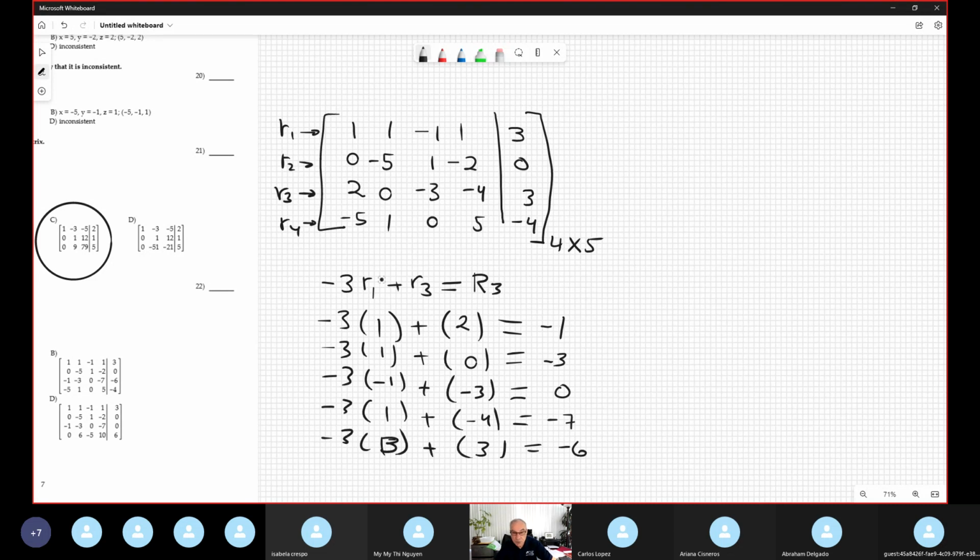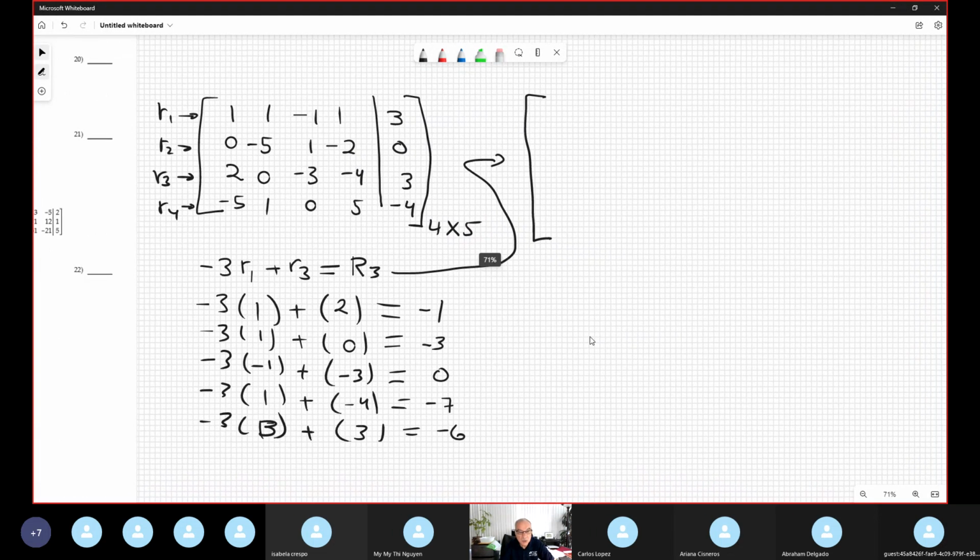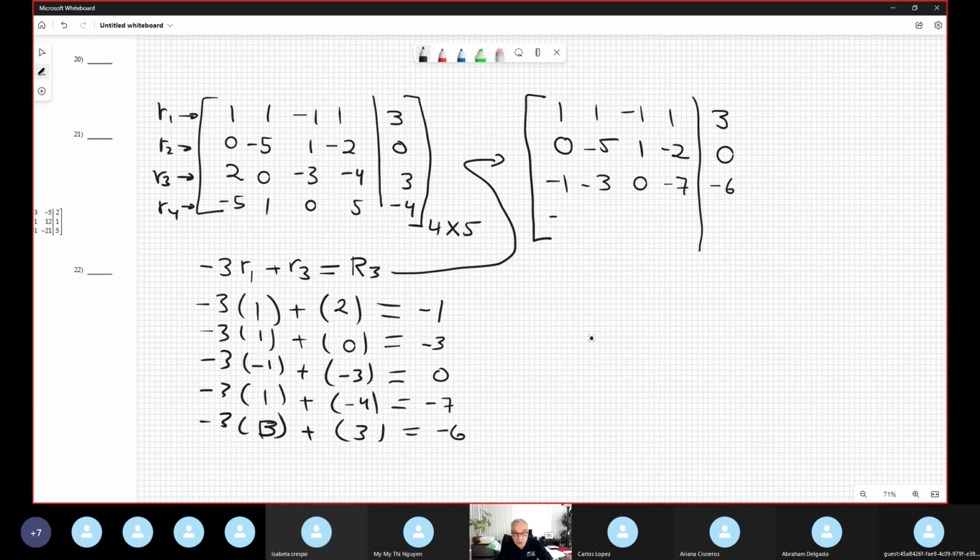Super. So after this transformation, my matrix changes like that. Look, it's easy to copy because the only row that changes is row 3. The rest stays the same: 1, 1, negative 1, 1, 3, and 0, negative 5, 1, negative 2, 0. Now the changed row: negative 1, negative 3, 0, negative 7, and negative 6. And row 4 stays the same: negative 5, 1, 0, 5, and negative 4.